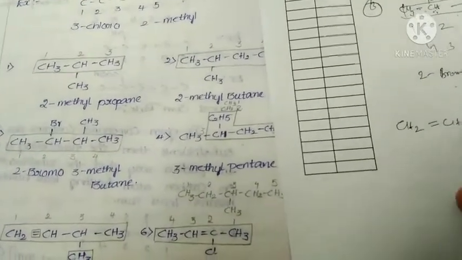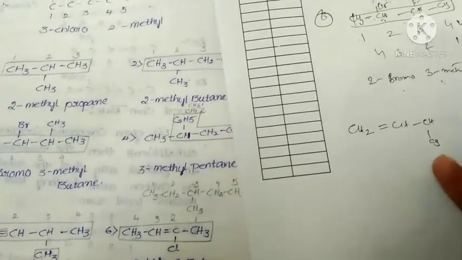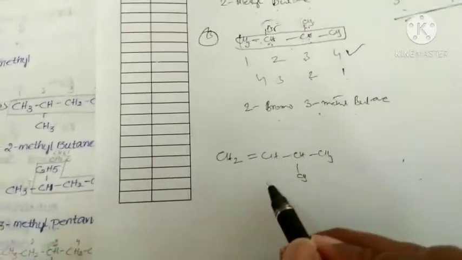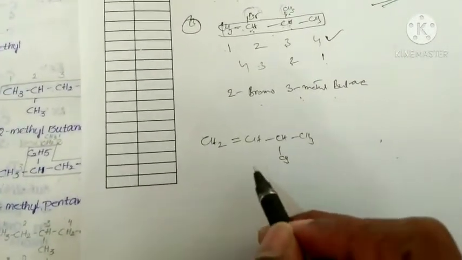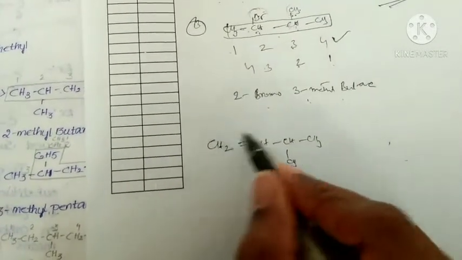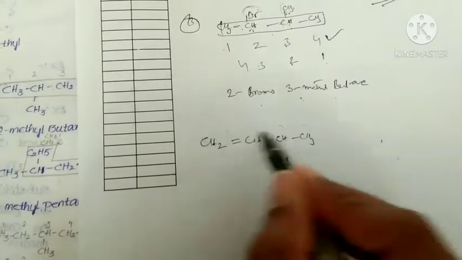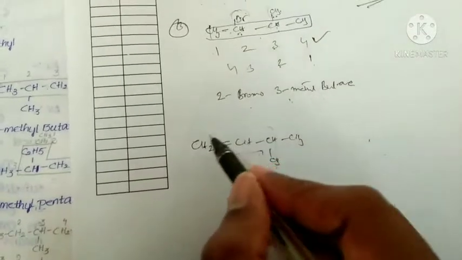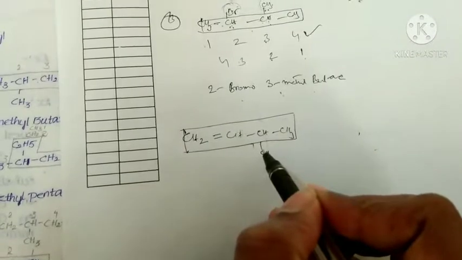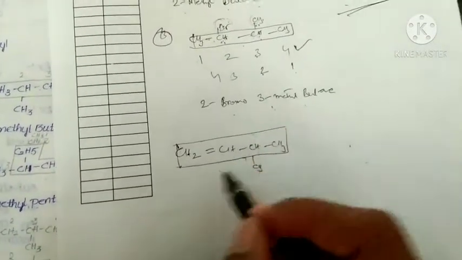CH2 double bond CH, single bond CH, CH3, CH3. See, in this case, what is the straight chain, students? Either this one or this one, this one or this one. Now I am taking this as the straight chain, because if you consider this one also, that also will be right, because both contain 4 carbons. After selecting straight chain, what we have to do?